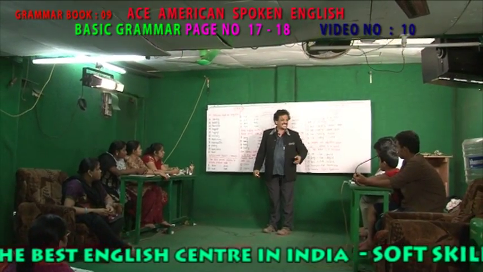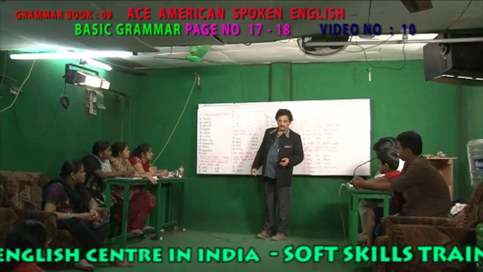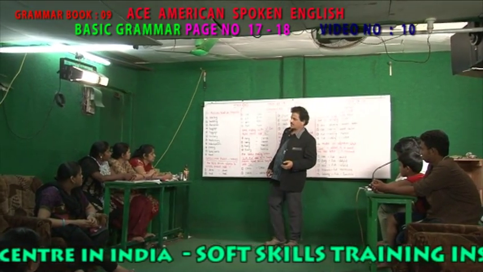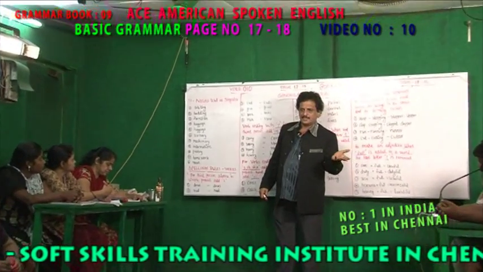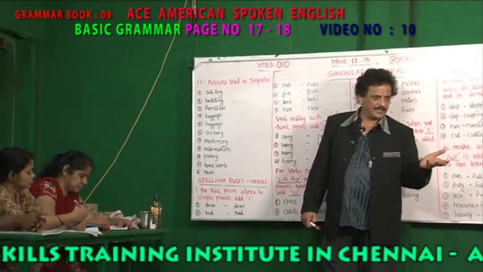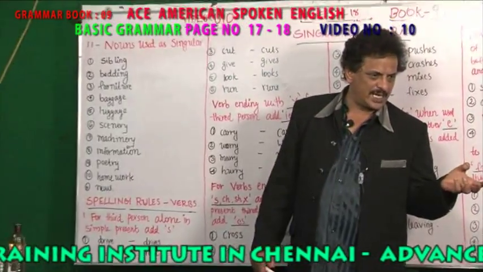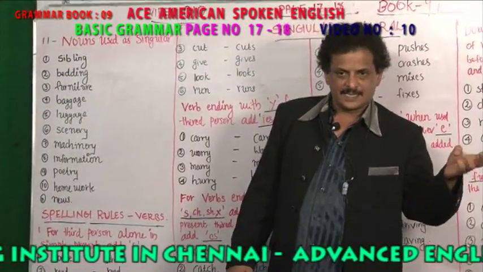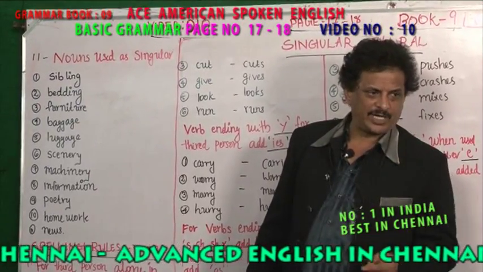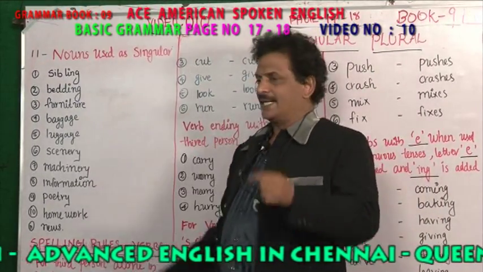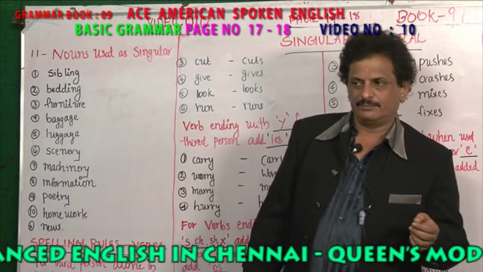What do you mean by sibling? Brother, sister, you don't say siblings. Sibling is used for singular and plural. You don't say my siblings. They are my sibling, right? And next here is bedding. Bedding means what? Your bedding.